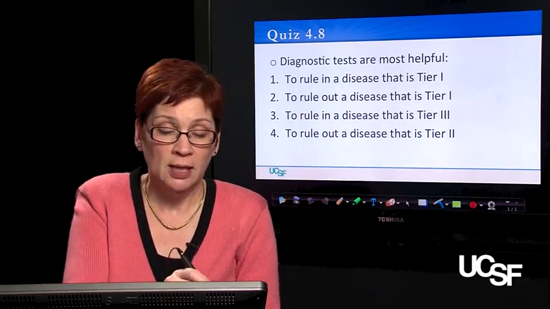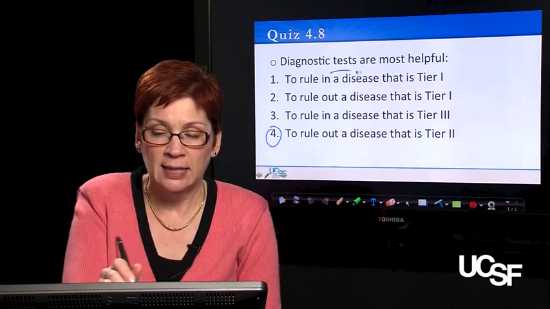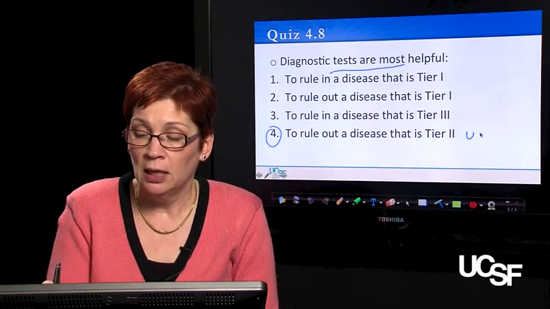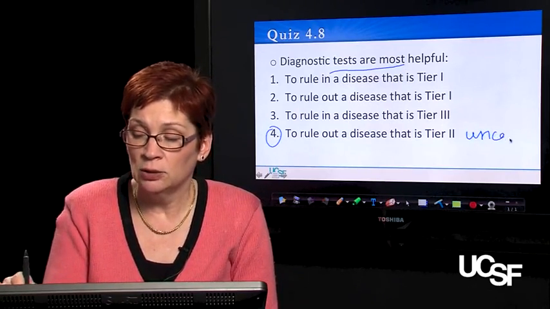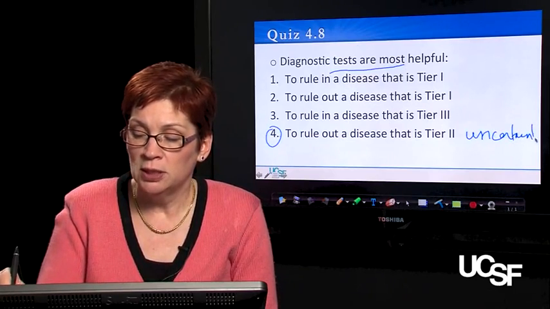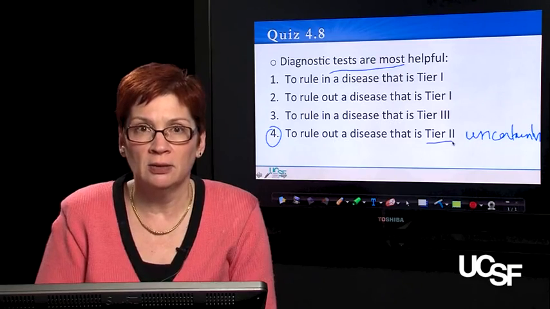And the answer, of course, is number 4. Diagnostic tests are most helpful in cases of diagnostic uncertainty, which is our tier 2 type diagnoses.